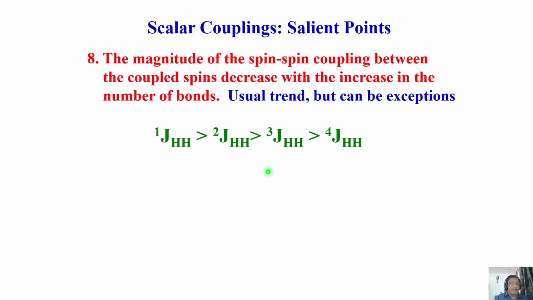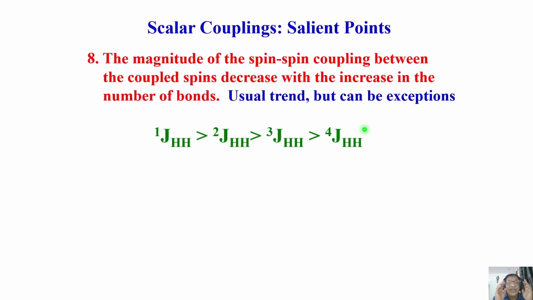Scalar coupling, point number 8. The magnitude of the spin-spin coupling between the coupled spins decreases with the increasing number of bonds. Very interesting point. Remember, as the number of bonds sequentially keeps on increasing, take a molecule, the coupling strength keeps on decreasing. Take for example, one bond proton-proton coupling. This is larger than 2 bond proton-proton coupling. This is even larger than this one, 3 bond. 3 bond coupling is larger than 4 bond coupling.